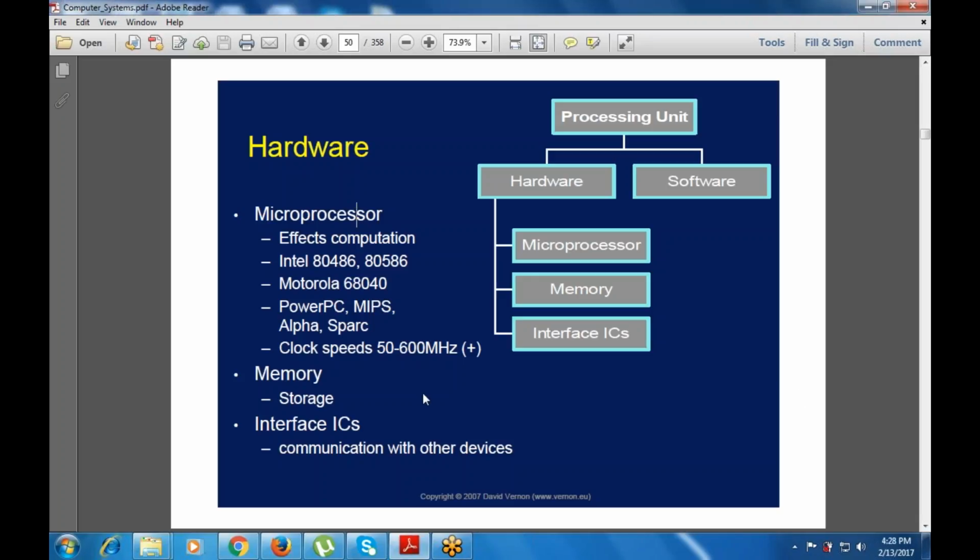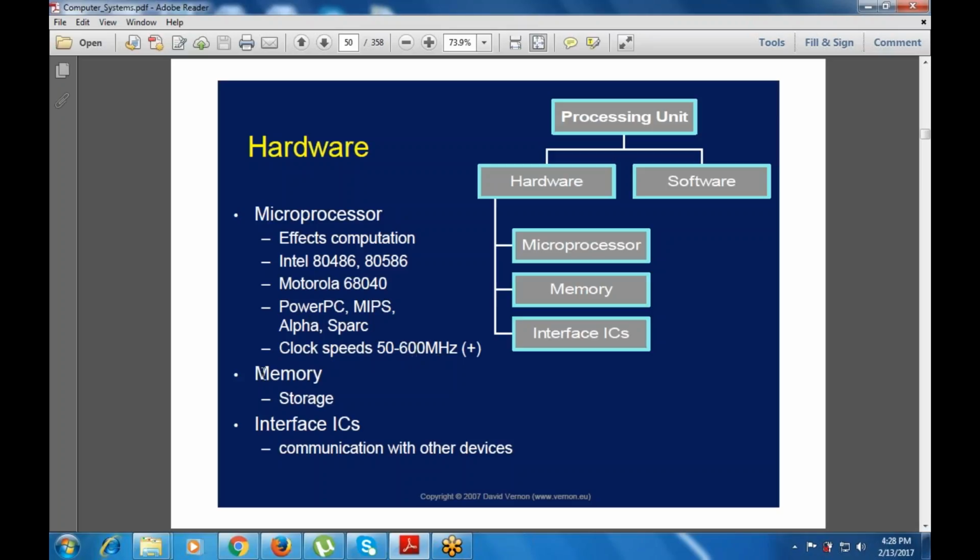Now the microprocessor contains the effective computation. Then there's Intel: this is the 80486, then the 80586. This is a Motorola, one example. Then PowerPC, MIPS, Alpha, SPARC. Then there's a clock speed of 50 to 600 megahertz.